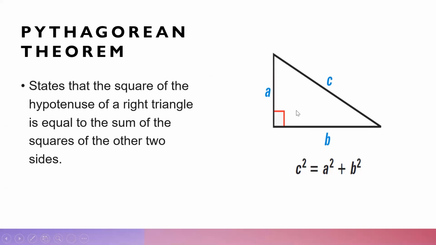So the hypotenuse of a right triangle is opposite the 90-degree angle. So C is the hypotenuse. A and B are the two other sides of the right triangle. So the formula of the Pythagorean theorem is C squared is equal to A squared plus B squared.